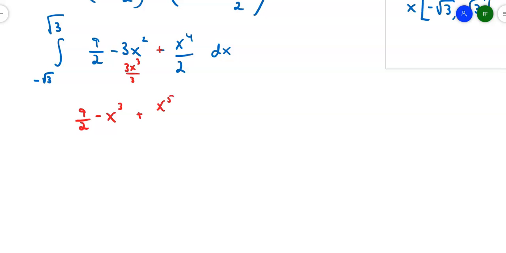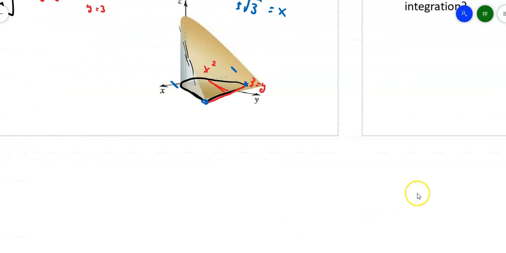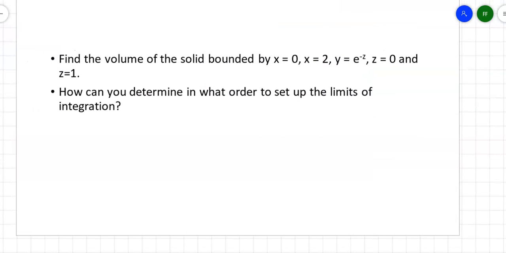x to the 5th over 5 times 2, which is 10, evaluated at the square root of 3 and at the negative square root of 3. If you want to work that out, you should end up with 24 square root of 3 over 5, but I think you get the idea. This is Calc 3. You've been integrating these single variable functions for, well, at least a couple of semesters now.